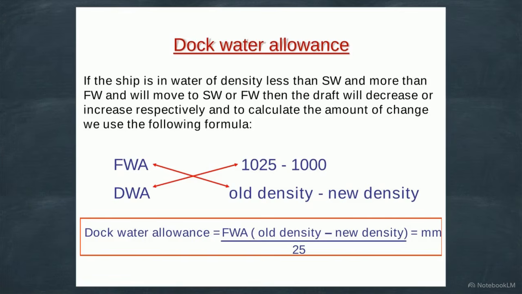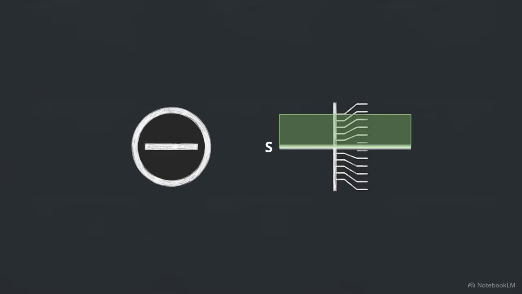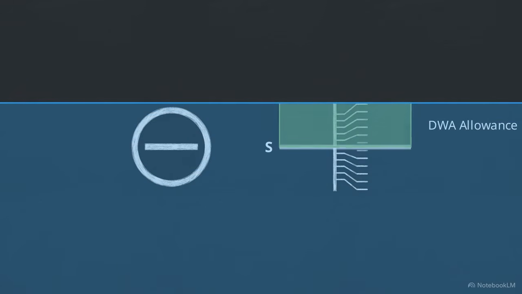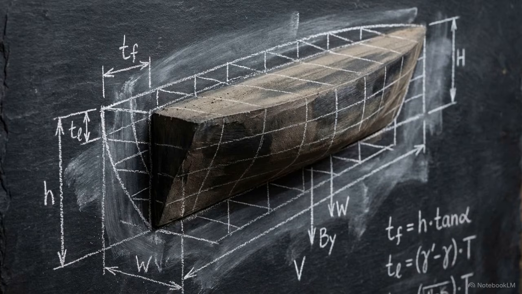Dock water allowance calculates the exact change by multiplying the FWA by the difference between the old density and the new density, and then dividing by 25. DWA simply scales the known freshwater allowance based on a ratio of how far the actual dock water density is from pure saltwater. The denominator, 25, represents the absolute density spread between standard freshwater and standard saltwater. DWA provides the exact millimeter allowance an officer can legally submerge the vessel past the saltwater summer mark while loading in a brackish port. We now have a complete hydrostatic framework for density effects.